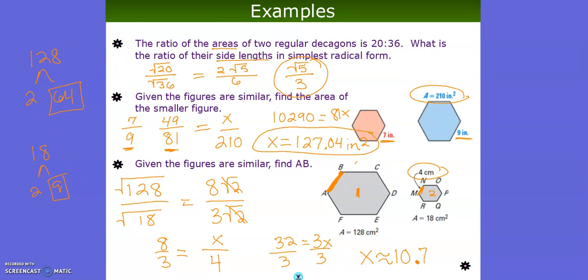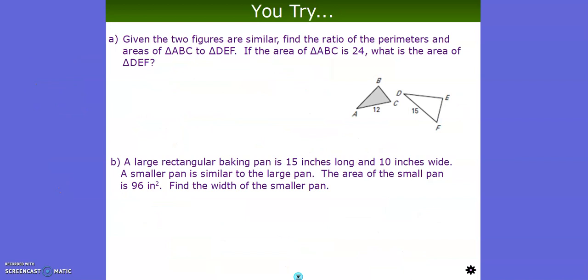Okay, let's take a look at our next few examples. These are the U-tries. So what you can do is pause the video and go ahead and try them on your own, and then unpause and see how you did.